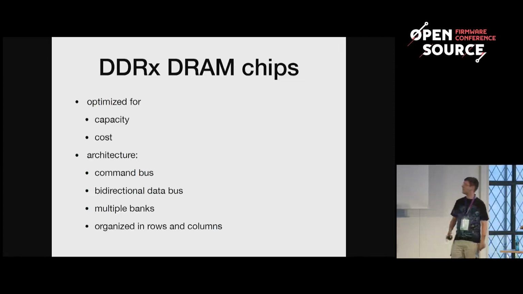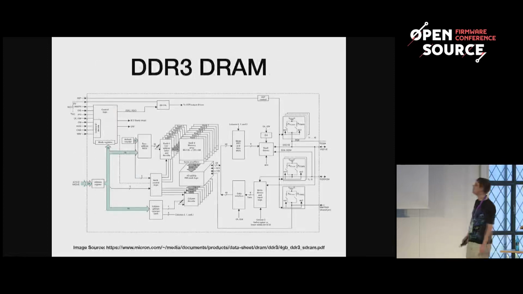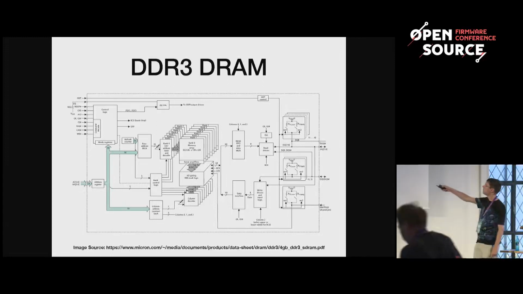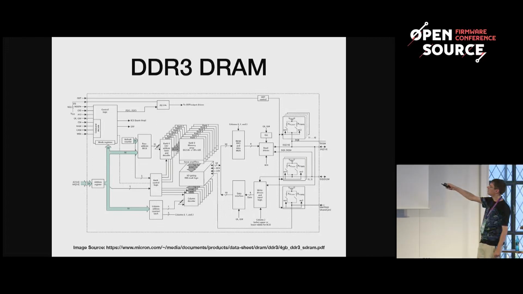The chips have multiple banks and the memory is organized in rows and columns. Here is a nice diagram, taken from a DDR3 memory datasheet. Basically, you have there the command and address input lines. Here you have the data bus and the data strobe signals. For the control interface, you have a clock, and on each, I think, rising clock edge, you can send in your command, like read or write. I'll get to that in a bit.